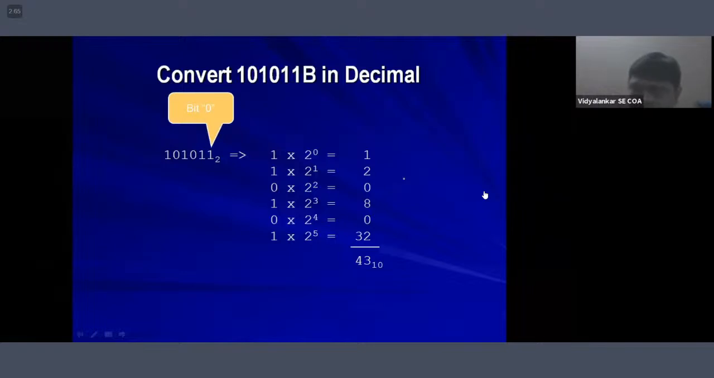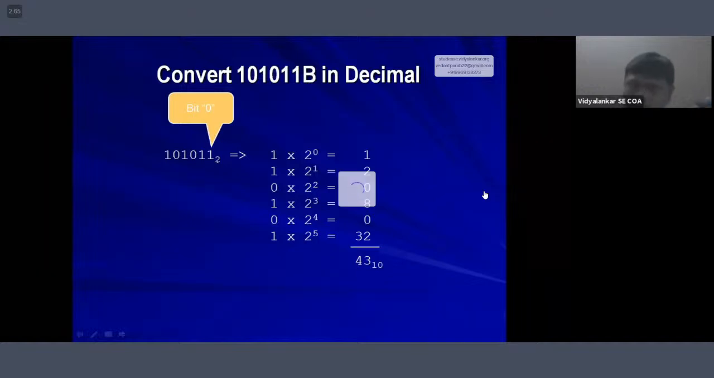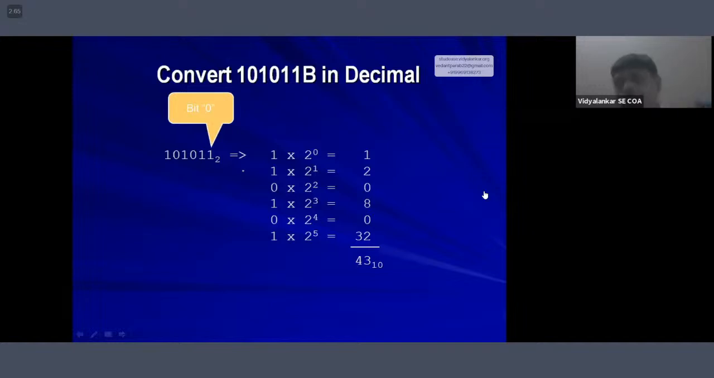Here is a simple example. The question is: convert 101011 binary to decimal. For binary we write B, or we write a subscript 2. Either way, you should be able to identify that this is a binary number. I want to convert this number to decimal, and we are already clear that my algorithm is a multiplication algorithm, because I divide to convert decimal to binary, and I will multiply to convert binary to decimal. It's complicated. Let's see how.